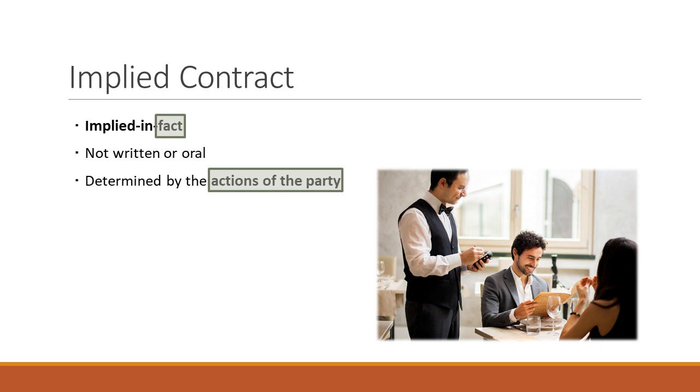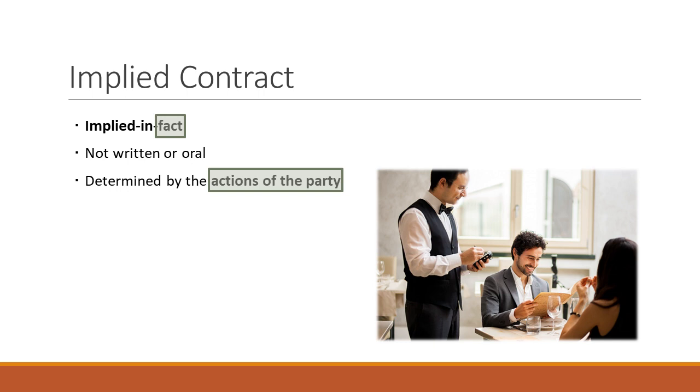Now, an implied contract, there's two kinds. There's a quasi-contract, which is implied in law, and the straight implied contract, which is implied in fact. So those are not written or oral. They're not necessarily anything. When it's implied in fact, it's based on the actions of the parties.